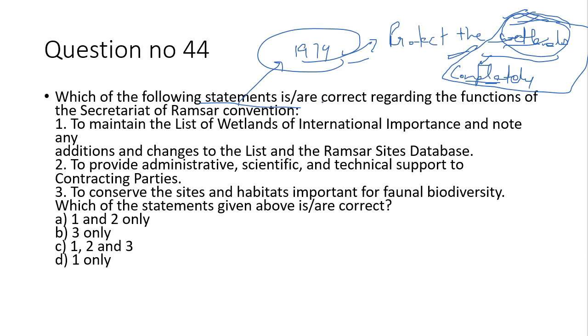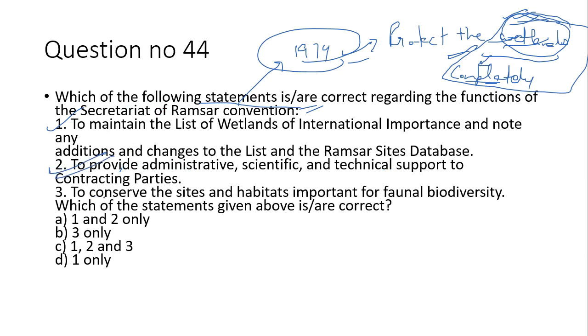And the question is, what are the functions of the Secretariat of the Ramsar Convention? So number 1, to maintain the list of wetlands of international importance. The list of all the wetlands of international importance is maintained by the Secretariat. So this statement is correct. Statement number 2 is to provide administrative, scientific and technical support to the contracting parties. All the parties which are part of the Ramsar Convention are provided technical and administrative support by the Secretariat. So this statement is also correct.